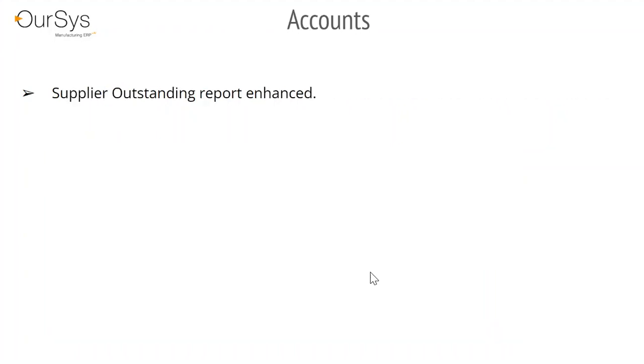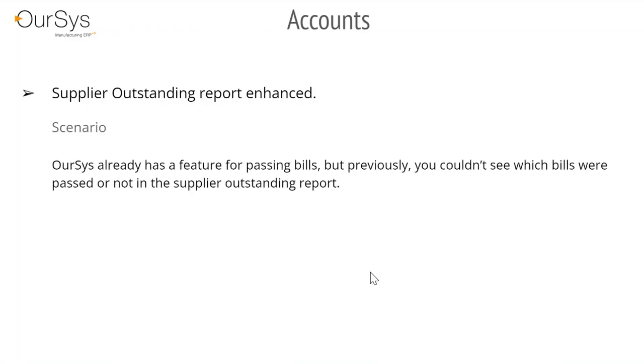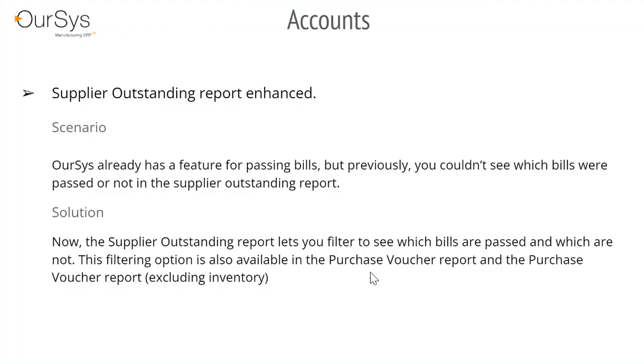Now, moving to the next module, supplier outstanding report enhanced. Previously in OurSys, you could pass a bill, but the supplier outstanding report didn't show which bill has been passed or which has not. Now the report will clearly identify the status of each bill, so you can easily see which bill is pending to be processed.